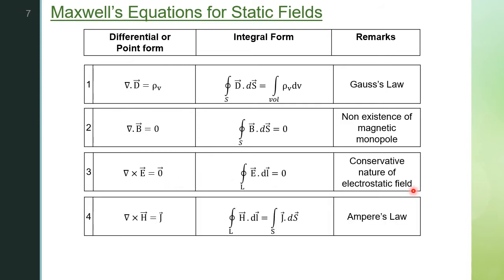And the fourth Maxwell's equation was Ampere's law, and it was given by del cross H equal to J, which is equal to closed integral L H dot dl, which is equal to integral over S J dot ds. Now, till this point, we have derived Maxwell's equations for static fields. Now, we'll be extending that concept onto time varying fields.